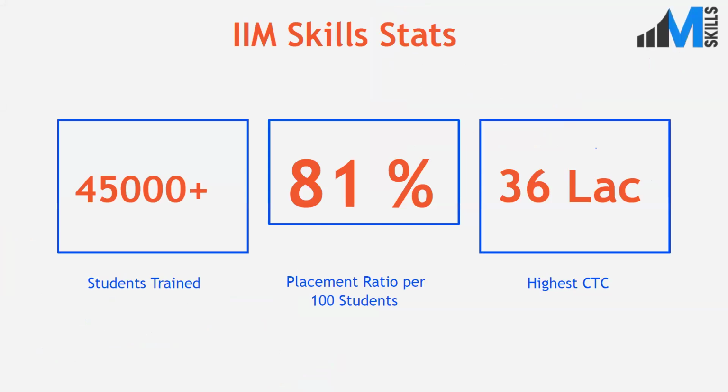These are some stats that I want to discuss. Since the conception of the course, we have trained 45,000 plus students successfully. Our placement ratio has been 81% per 100 students. That means out of 100 students, 81 students have been placed successfully. That's our ratio. So if 100 students have passed the course, 81 will definitely be placed.